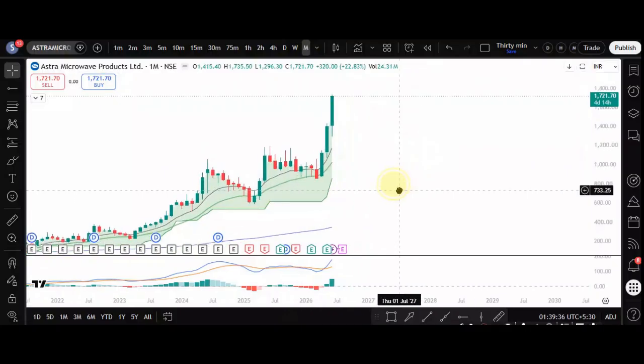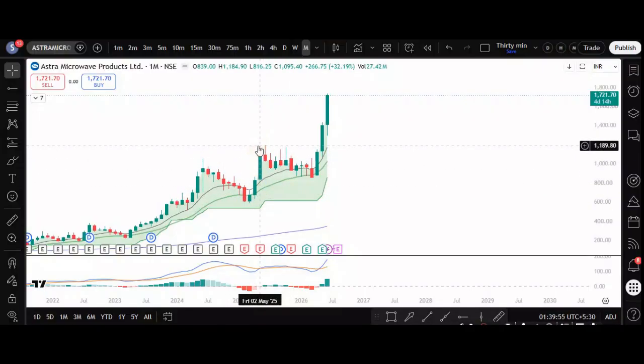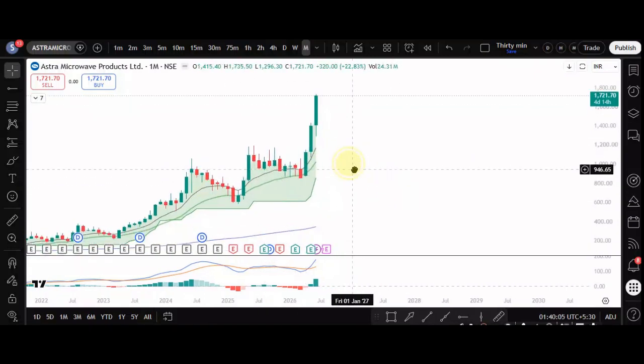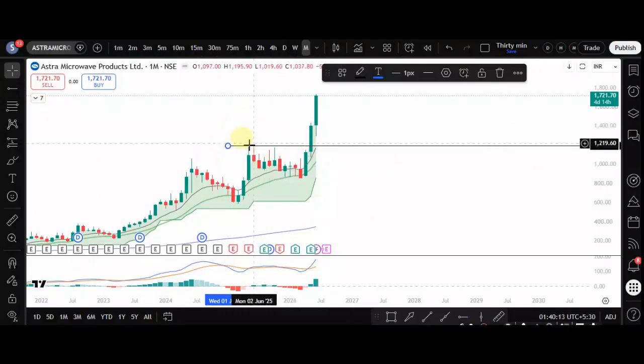So what you need to do is, over here, if you could see, the stock previously made a high of 1050 and then went into a correction, and then after that it bounced. It did not break the Supertrend, and it bounced from the 20 EMA and then made a new high of 1189. Okay, and then it went sideways again, and now again it bounced from the 20 EMA. So what you have to do is mark the latest high of the stock. So this is the latest and also the all-time high.